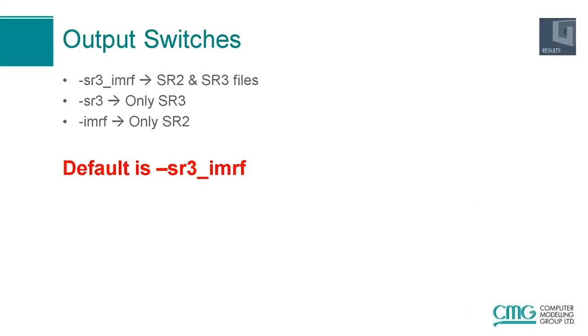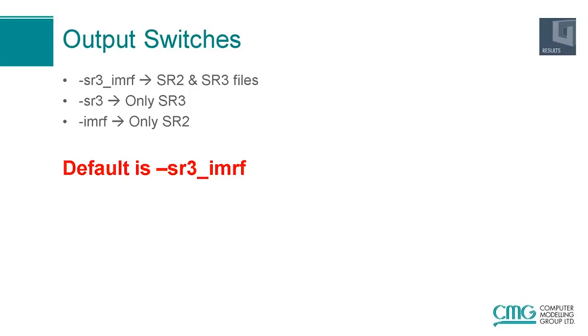So there are different output switches that are also available when you're running your simulation model. By default, both the SR2 and the SR3 files are created when the results files run. The command line switch is -SR3_IMRF, and this will create both the SR2 and the SR3 files. So this is the default. You don't have to actually specify anything for this to happen. Automatically, both files will be created.